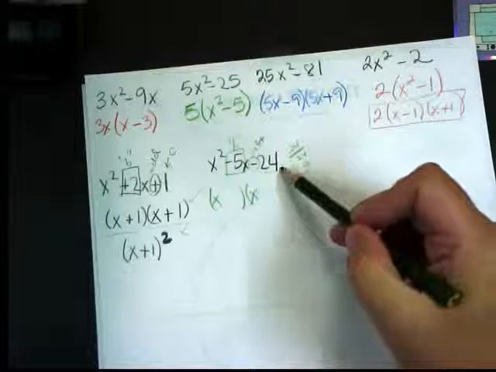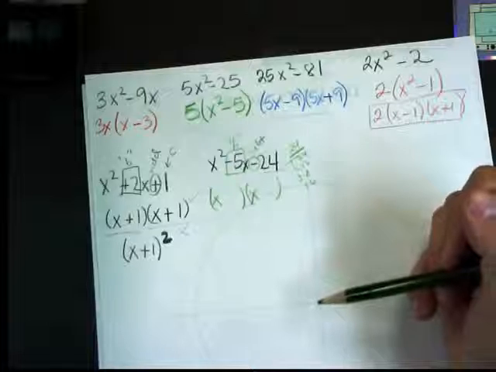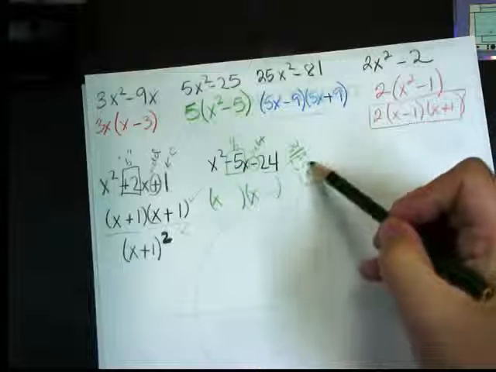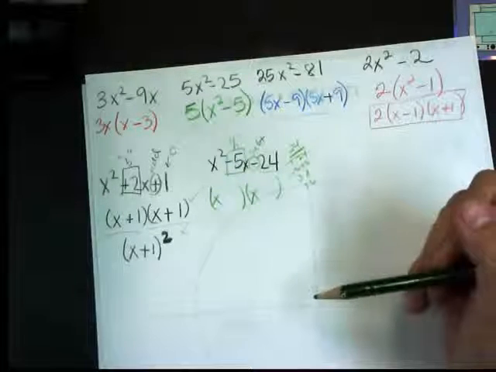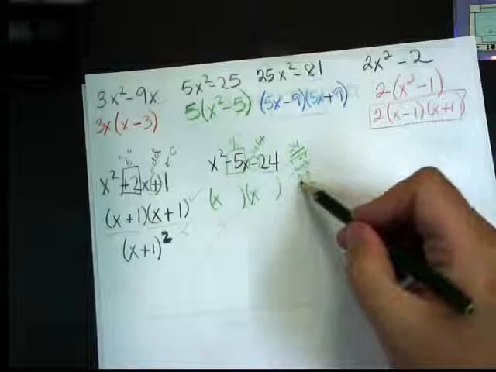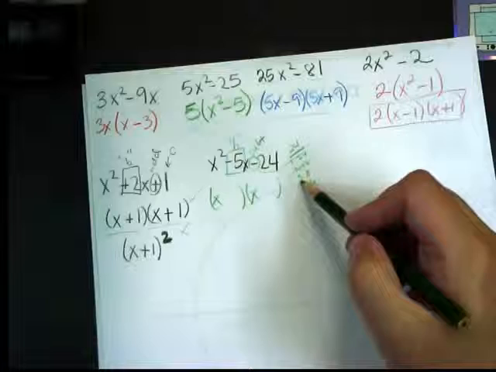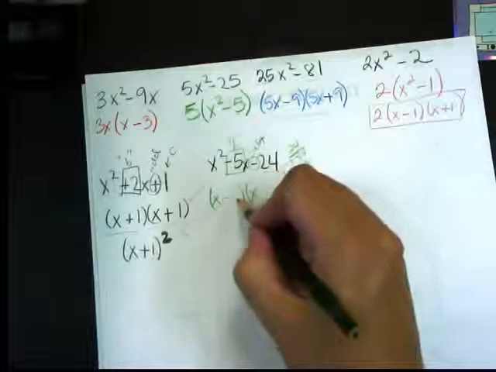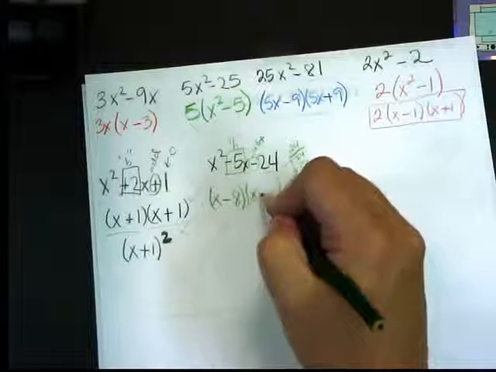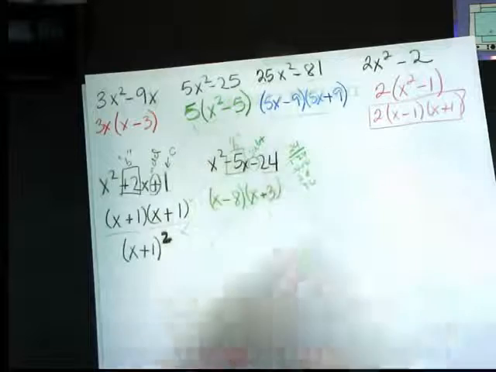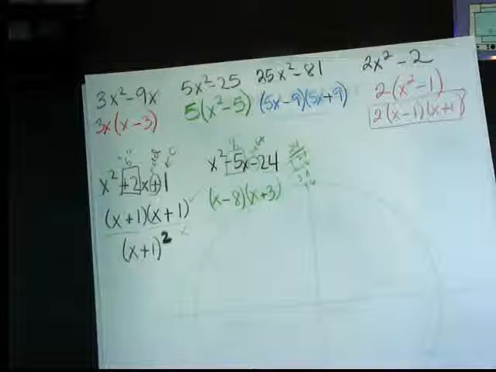Well, 1 and 24 subtract to be 23. 2 and 12 subtract to be 10. 3 and 8 subtract to be 5. But they only subtract to be 5 if the 8 is negative and the 3 is positive.